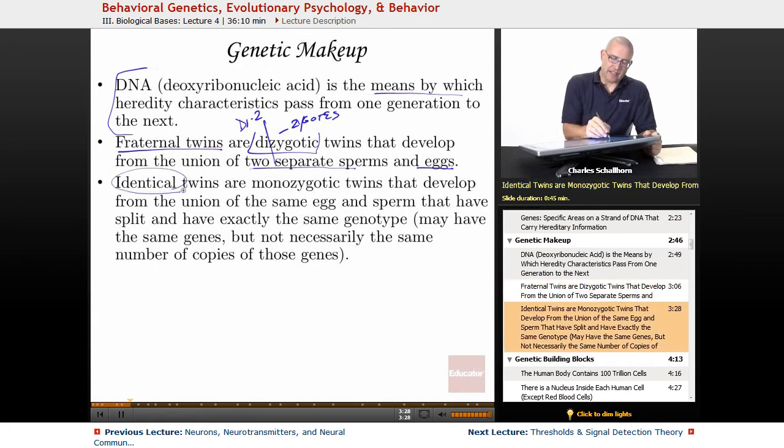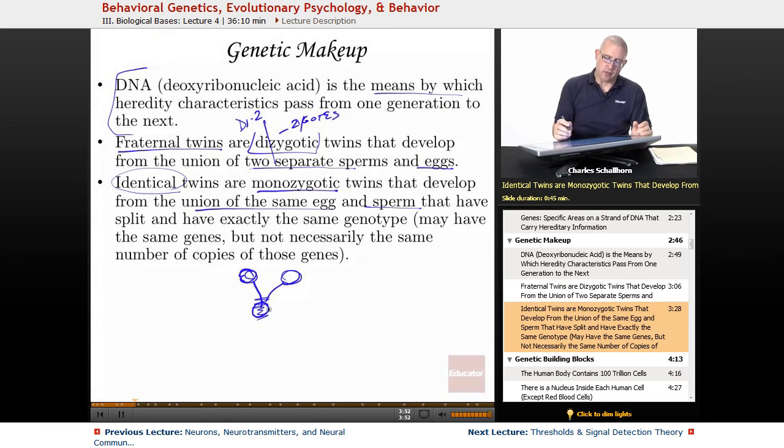Unlike identical twins, they're monozygotic twins, and they develop from the union of the same egg and sperm, but they split. And so the egg and the sperm split, and so you've got one egg, and then it splits off into two. So you've got two that are going on there, and then it's a split, and so that one essentially goes away. But the key thing is that they have the same genotype. So they have the same genetic structure, but not necessarily the same number of copies of those genes. So that's one of the reasons why you will find differences in the physical appearance of identical twins.